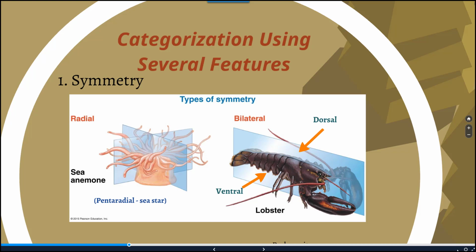The other major type of symmetry is called bilateral symmetry, as in the lobster over to the right-hand side. And here you really have two symmetrical or reflective elements. You'll have the same structures on either side if you were to split that lobster down the middle.